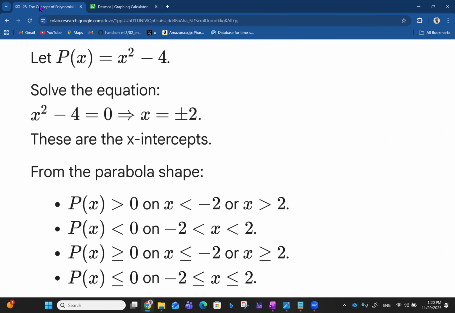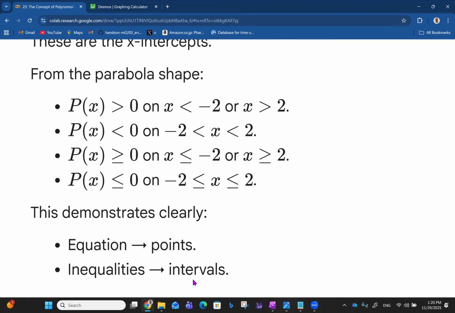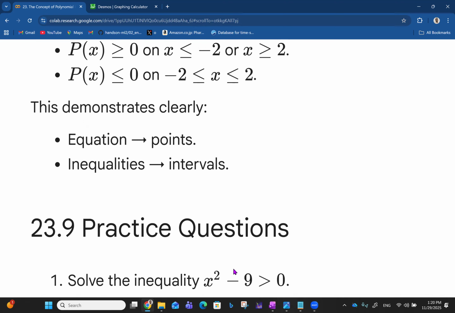X squared minus 4, trying to see something. So X minus 2 is greater than 0. That means X is greater than 2. X plus 2 greater than 0. So X greater than -2. So now here we see that this demonstrates clearly equations give you the points while inequalities give you intervals.